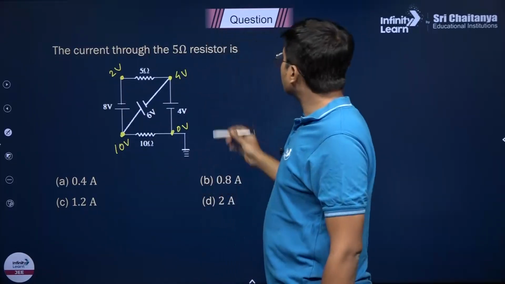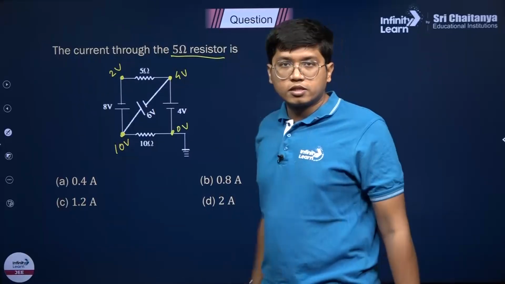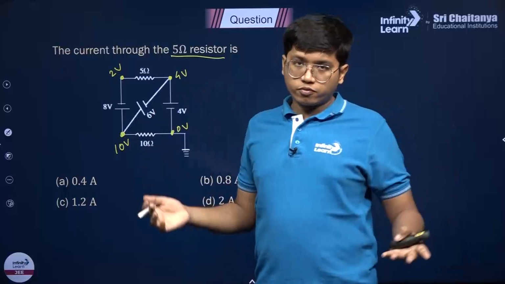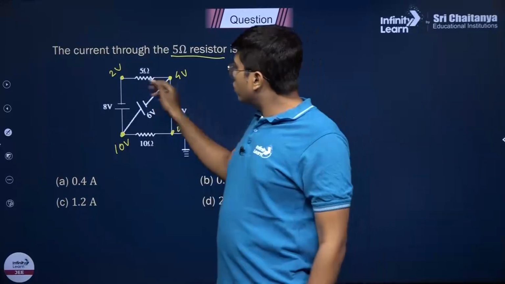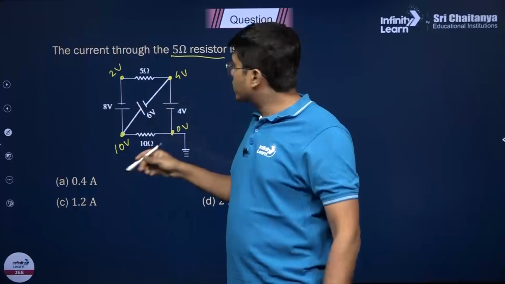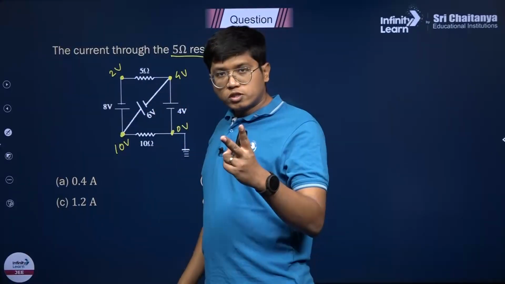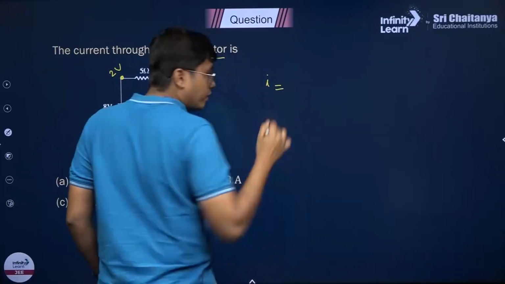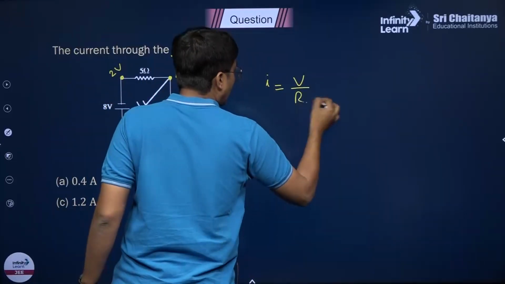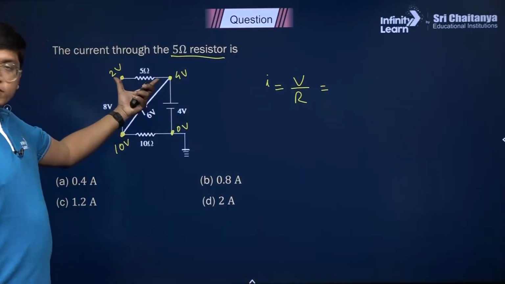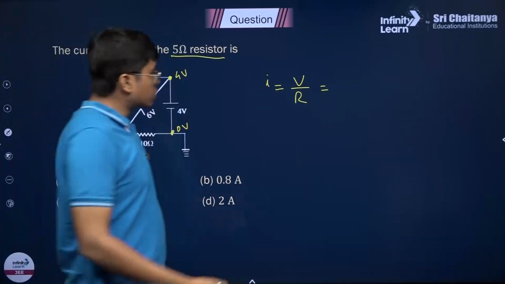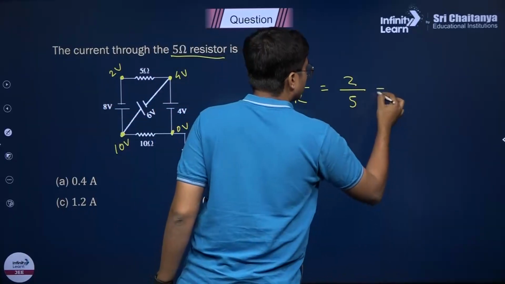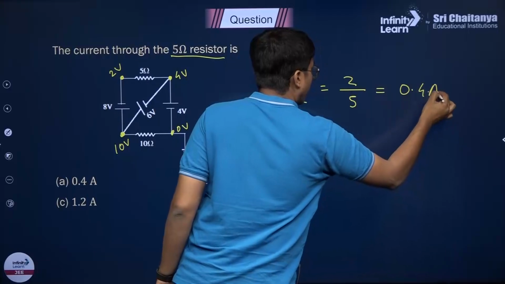Now what have they asked us to find? The current through the 5 ohm resistor. Now see, I don't even have to find the loops and use Kirchhoff's voltage rule here. I know that across this resistor, the potential difference is 4 minus 2, 2 volts. Let's find the I. I is equal to V by R. What is the potential difference across this? That is 4 minus 2, 2 volts. 2 divided by the resistance, that is 5. That is equal to 0.4 amperes.